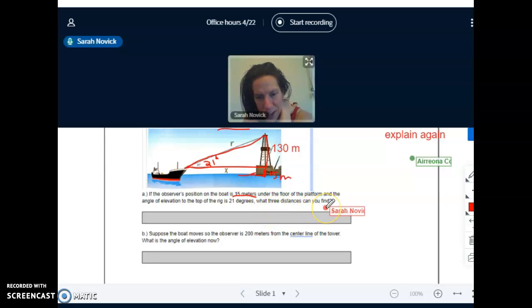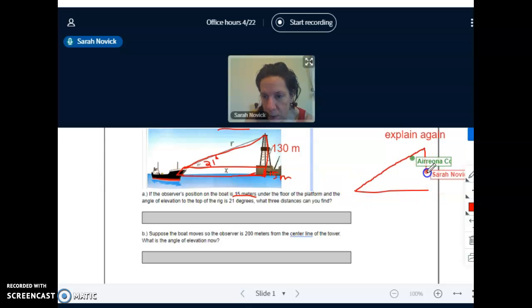What three distances can you find? So when you're going to do this, it's asking what distances can you find, and I didn't say find them. I should have said find them, but I guess I didn't type that in there. So if you have this triangle right here, and here's your triangle, and here's 21 degrees.